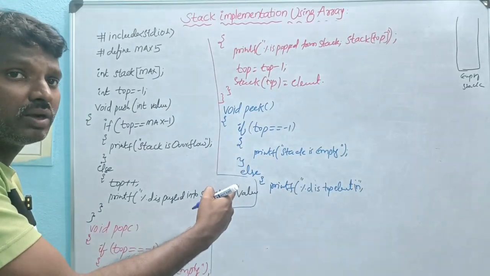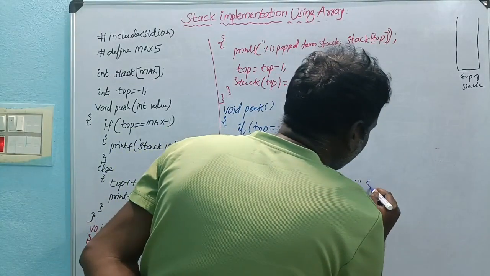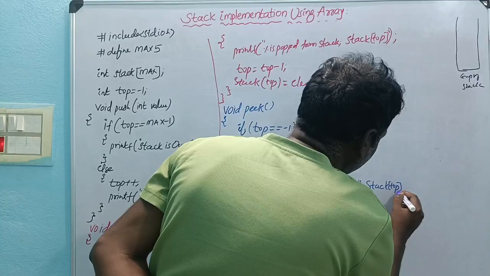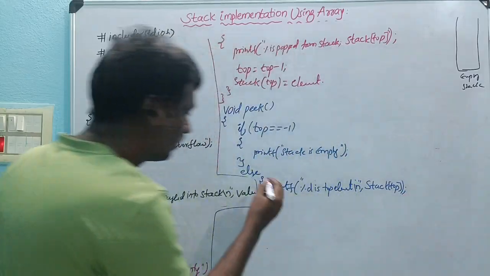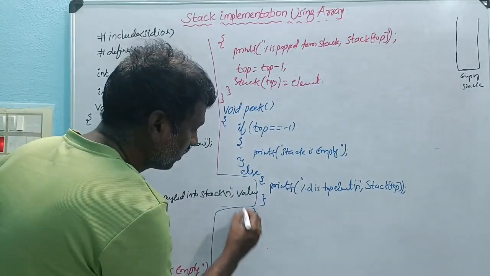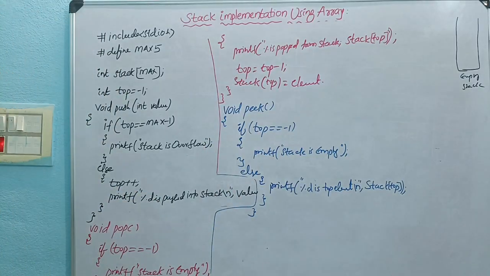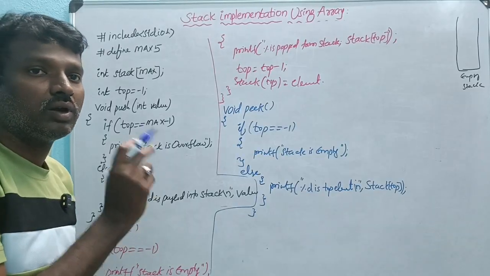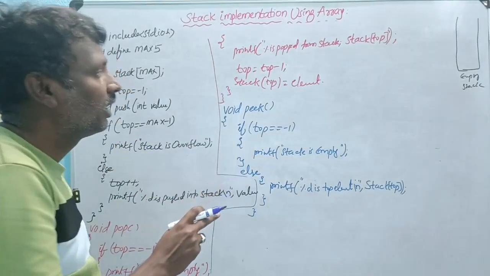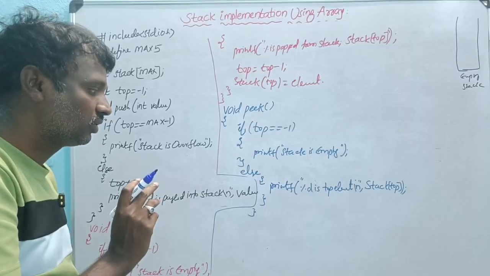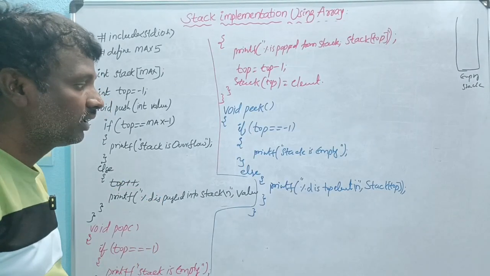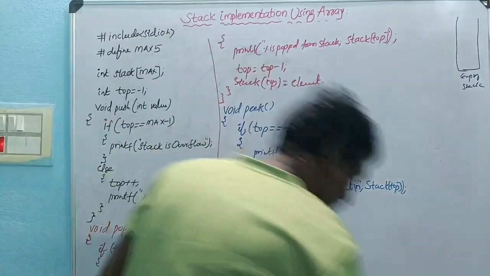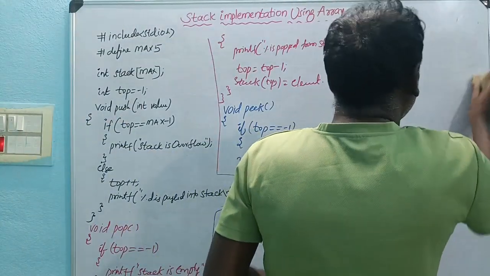Where is that top element? In our stack. So stack top. Then it will be the completion of the peek operation in our stack implementation using the array method. So next I am writing the display method.